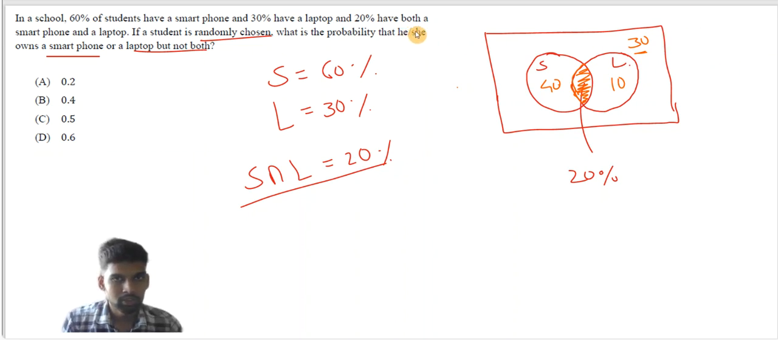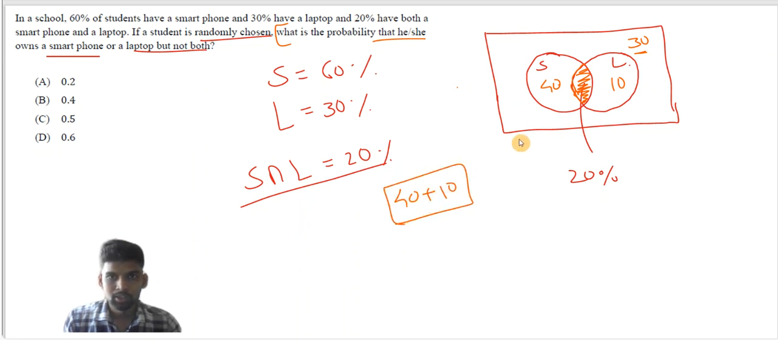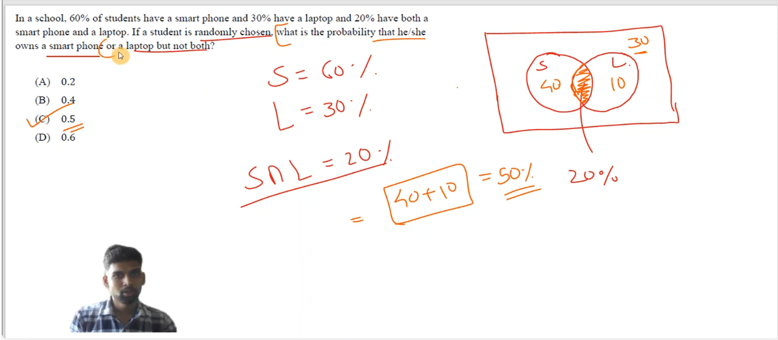But what they are asking is, what is the probability that he or she owns a smartphone or a laptop but not both? Means 40 plus 10, this will be our event, because this much portion of the students have only smartphones and this much portion have only laptops. And not both, so it is nothing but 50%. So C is the correct answer.